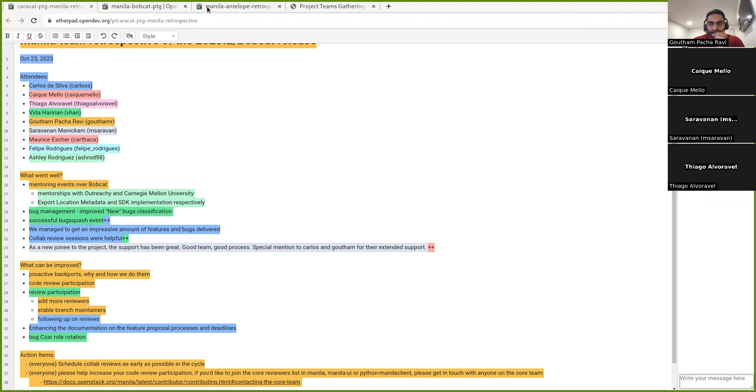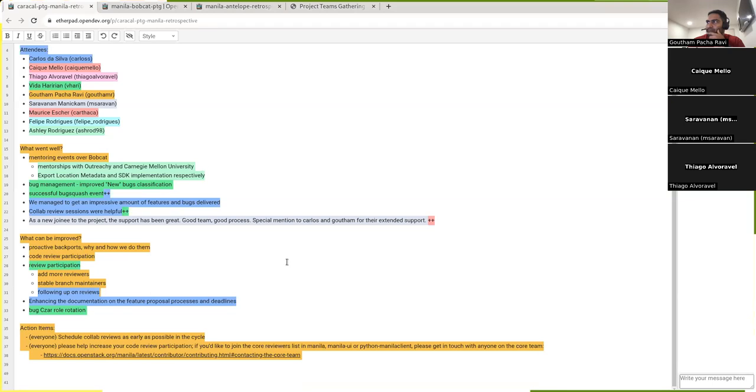So we've talked about this Bugzar rotation in previous PTGs, and just wanted to bring everybody's attention to it. This role, for many reasons discussed before, we wanted to have it rotational. So just want to mention that we are looking for the next Bugzar to carry the torch. If anybody's interested, please contact either Carlos or myself, and we can chat about it.